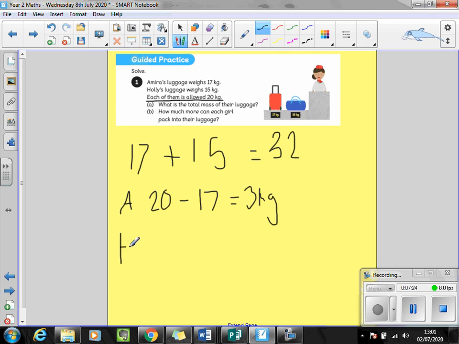And if we look at Holly, H for Holly, again, she's allowed an allowance of 20 kilograms. It says that she's only got luggage that weighs 15 kilograms. Now that's a nice easy one. 20 take away 15, of course, is 5. And I knew that because I knew that I needed to add 5 more to 15 to make 20. So Holly had an extra 5 kilograms worth of space if she wanted to take more.